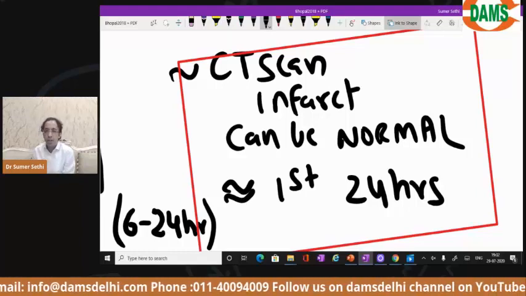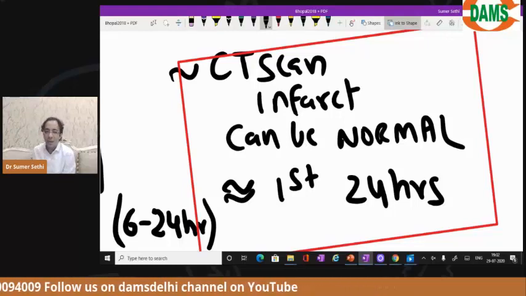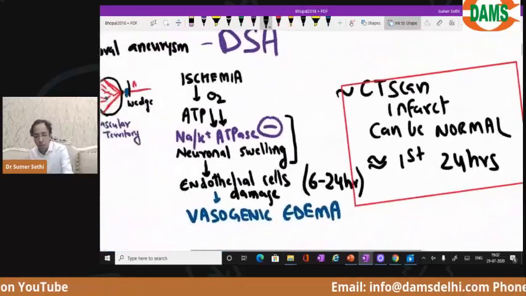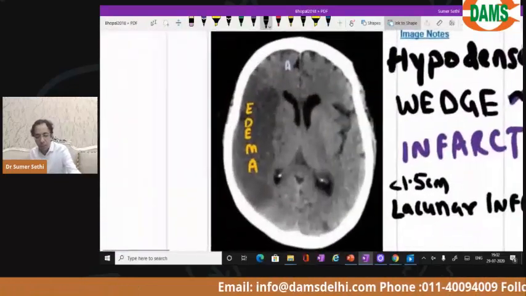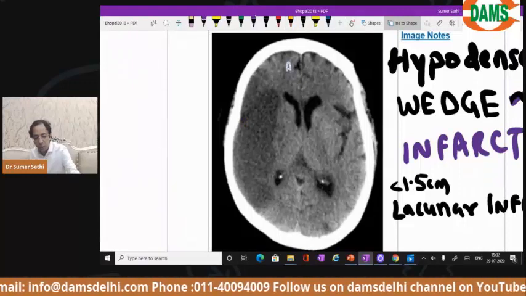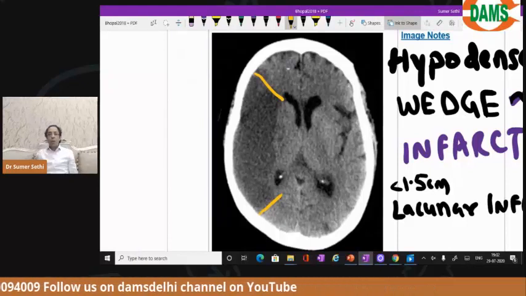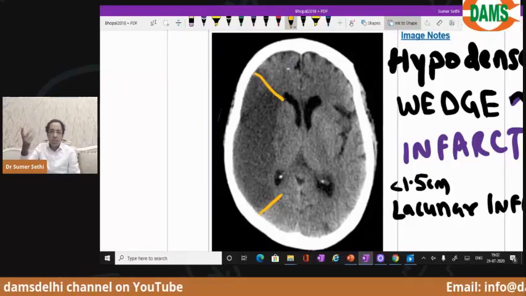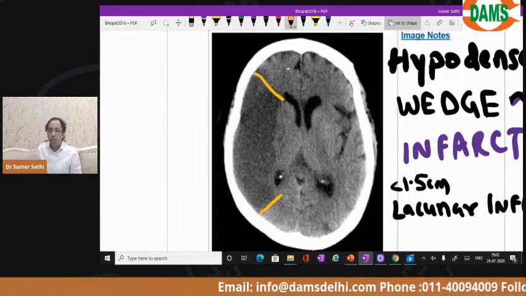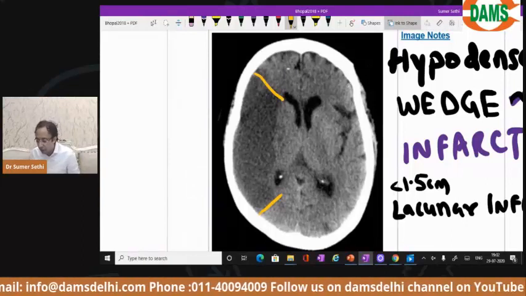The vasogenic edema takes time to develop. It can take up to 6 to 24 hours to develop. That is why, when you start your final year postings, you might see a patient with hemiplegia but the CT is normal. Now you know the why behind. Because the vasogenic edema in a patient with infarct takes time to develop, and that is what we can see on a CT.